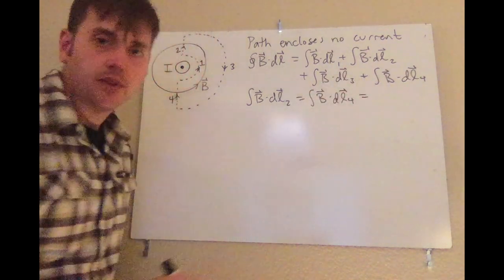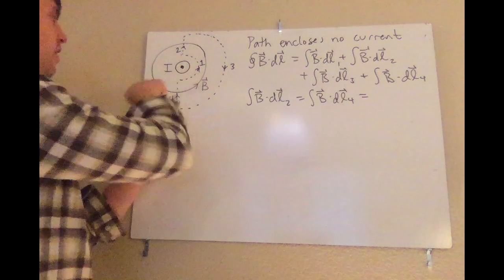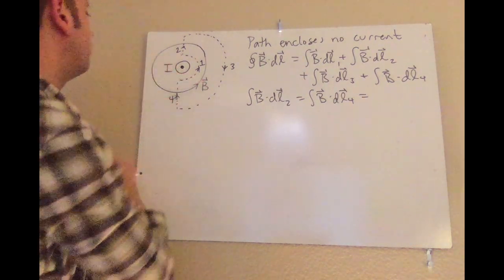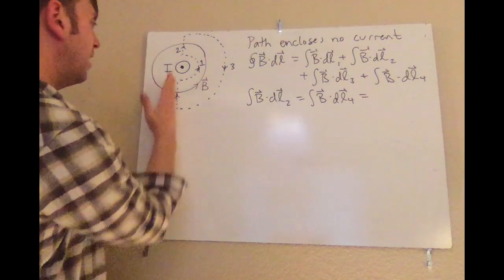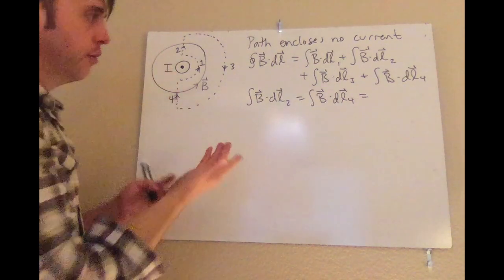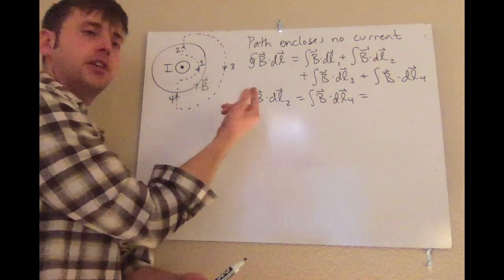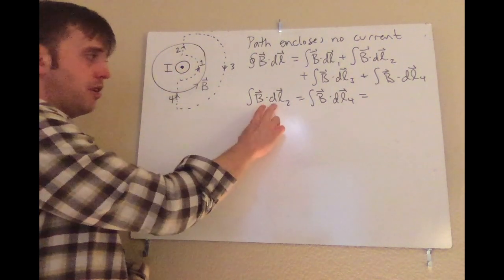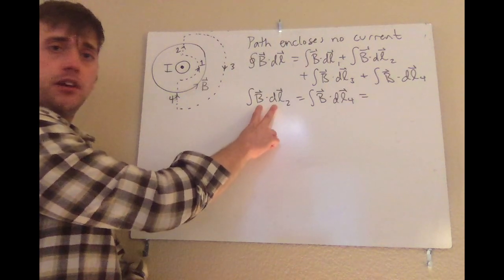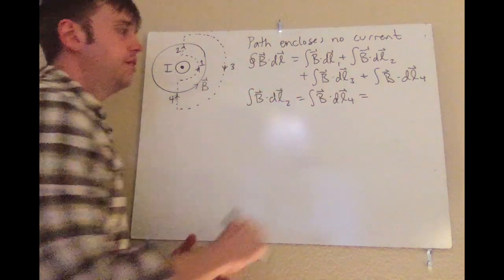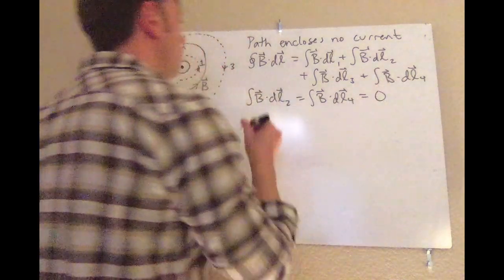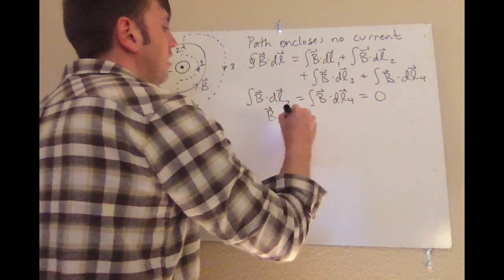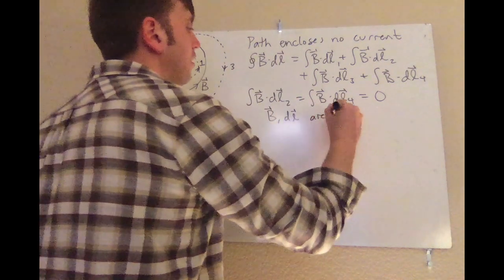Why is that? Well, my B field lines, if I'm looking at path number 4, are going to the right, like this. But my path itself, my dl, is going up. So they're perpendicular. My B field and my dl are perpendicular to each other. And when you take the dot product of two things that are perpendicular, at 90 degrees, you always get 0. So the reason for this is, again, that B and dl are perpendicular.